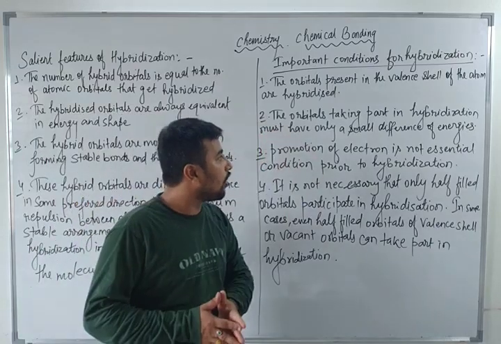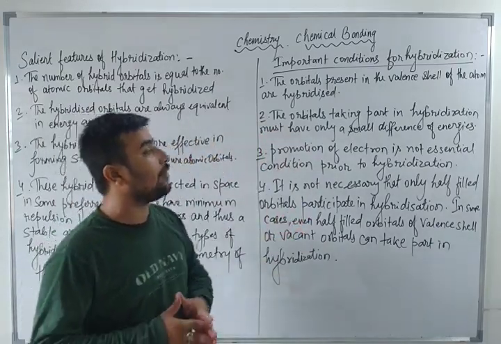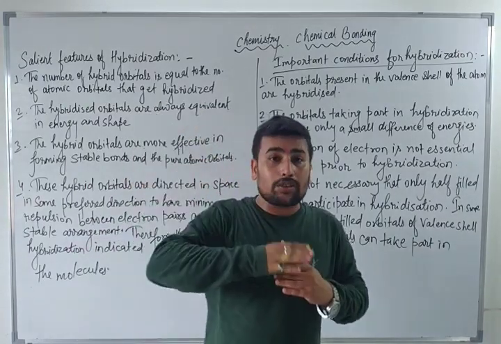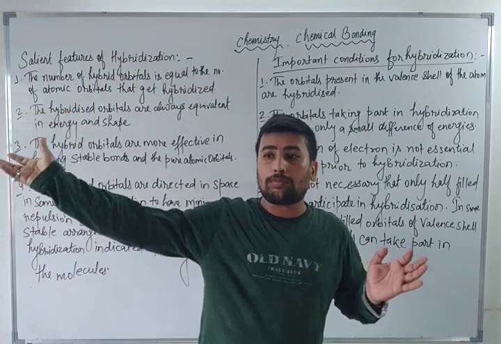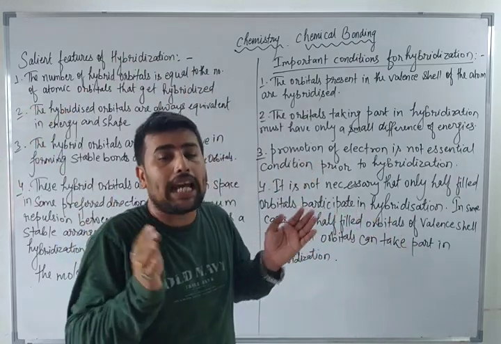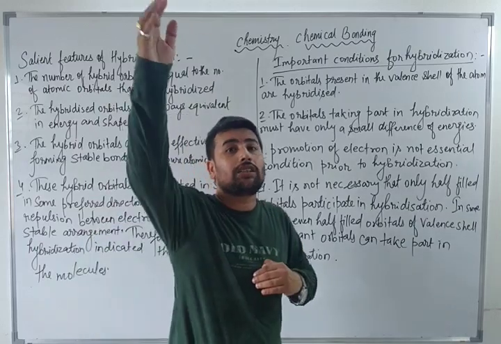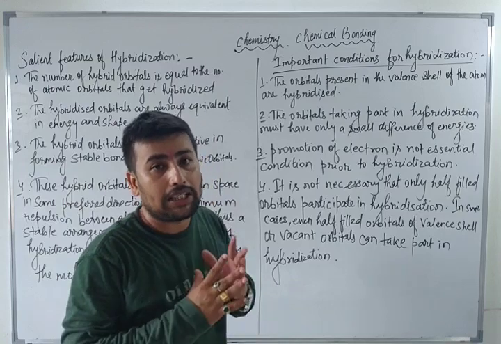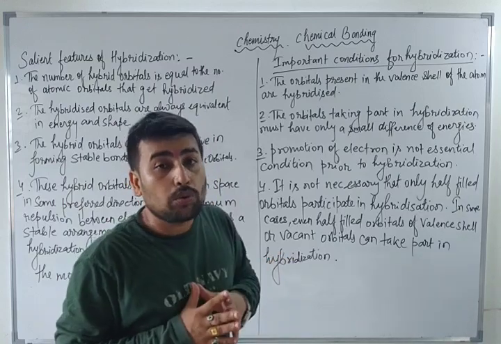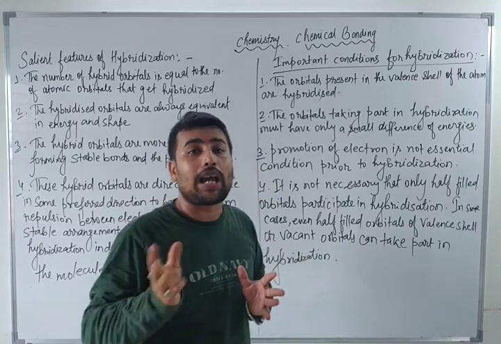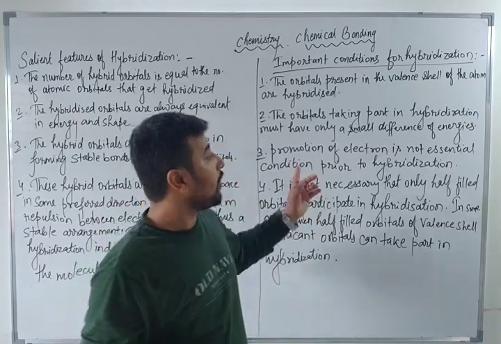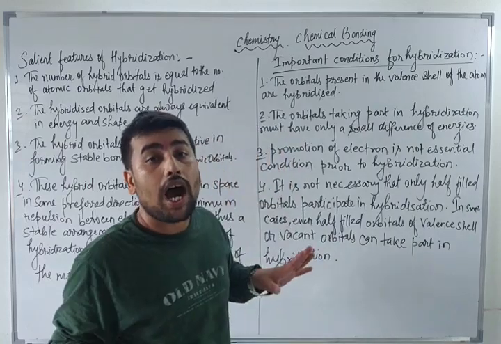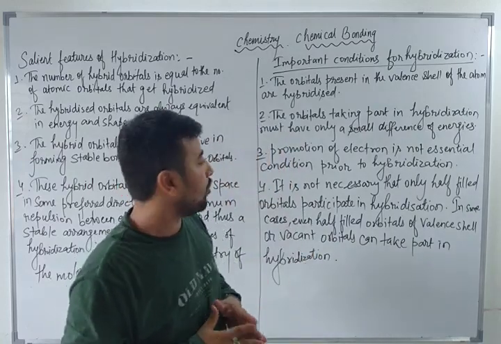The second is that the orbitals taking part in the hybridization must have only a small difference of energy. Remember, there must be a small energy difference. If there is a great energy difference, then those atomic orbitals will not overlap, and the hybridization process will not occur. If any two atomic orbitals are overlapping or hybridization is formed, then remember there will be a small energy difference between these atomic orbitals.